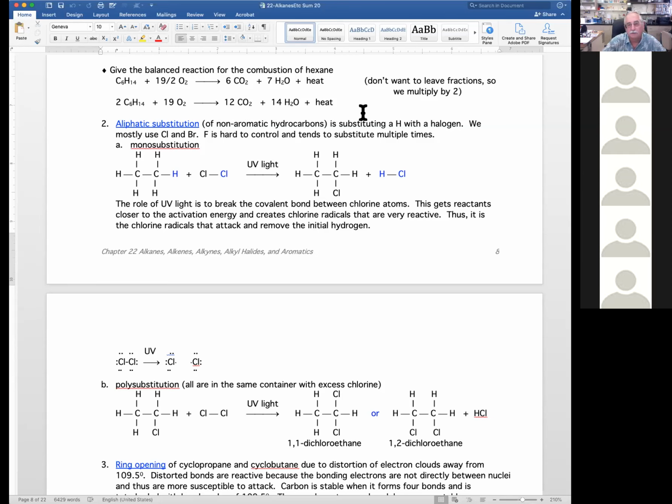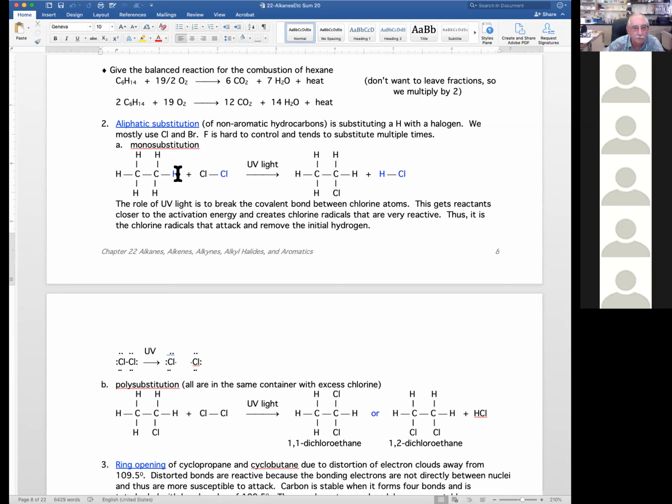So maybe we can do one more. Aliphatic substitution. You're substituting the hydrogen with a halogen. Almost always we simply use chlorine and bromine. Fluorine is too hard to control, so we usually don't use it. So here's mono substitution. And oftentimes they will put UV light over the arrow because it's a catalyst.